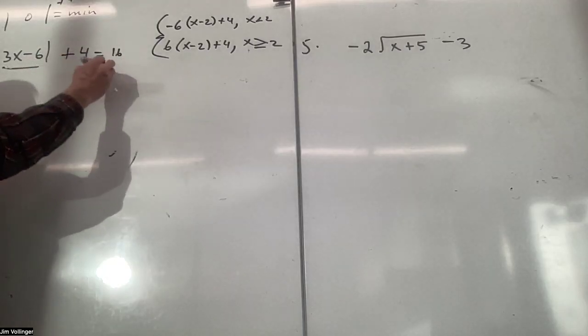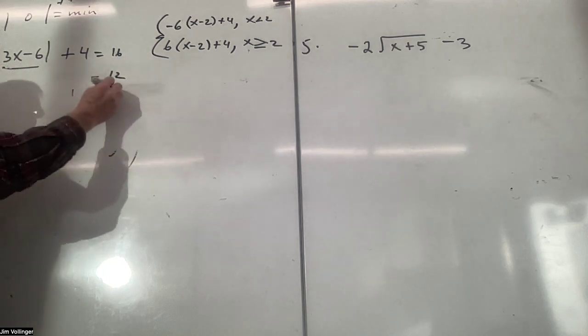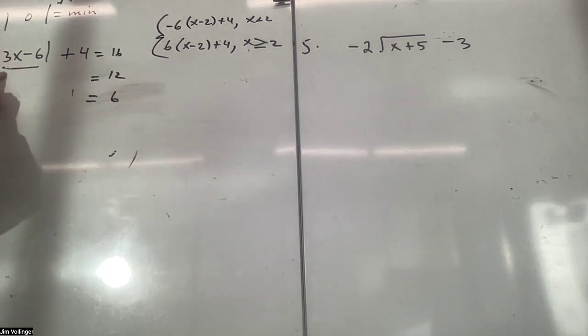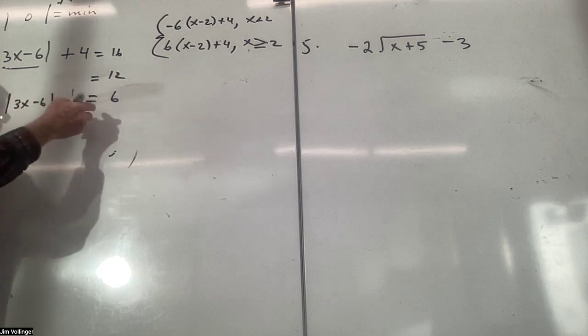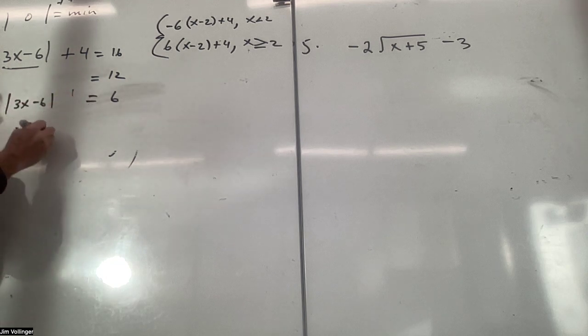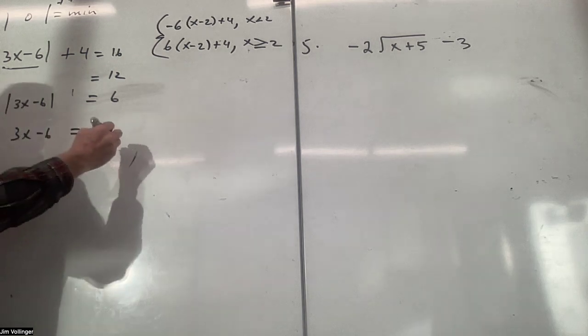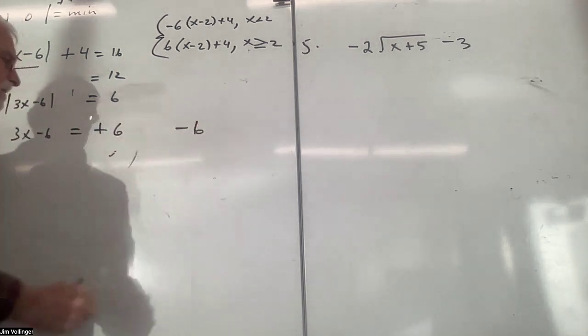Going to subtract 4. It's 12. You're going to divide by 2. It's 6. You're going to now be at the absolute value of 3x minus 6 equals 6. So 3x minus 6 has to equal plus or minus 6. Let's put plus 6 here. Let's put minus 6 there.